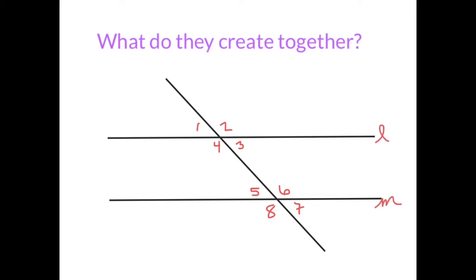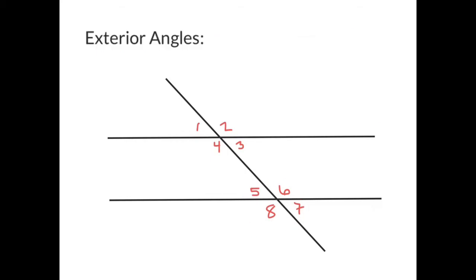But we end up with 8 different angles here. First intersection has the angles 1, 2, 3, and 4. Second one has 5, 6, 7, and 8. So there are some specific types of angles that are created when two parallel lines are cut by a transversal, and one of them is being exterior angles. So let's go ahead and define exterior angles.